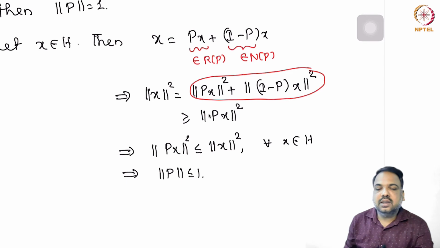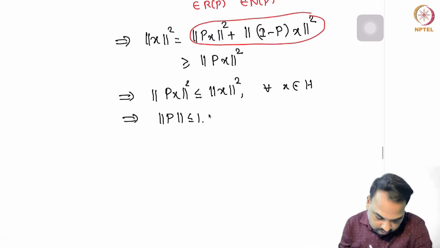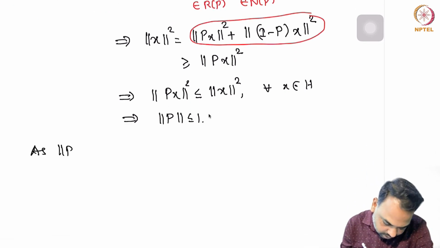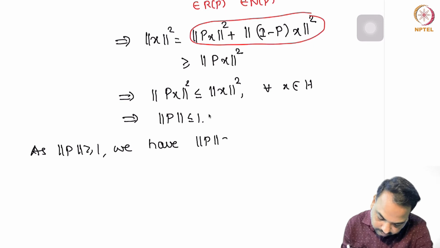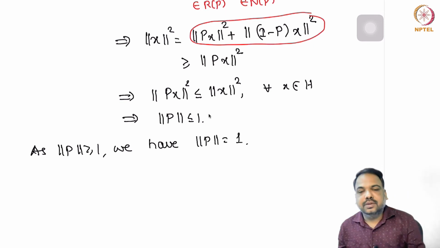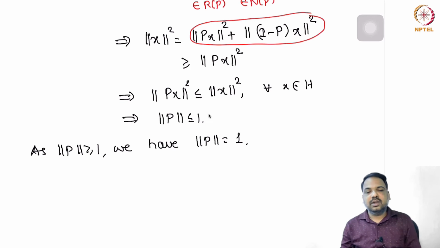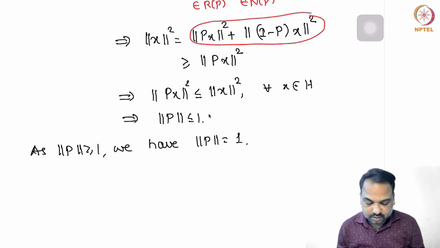But we know that already norm of P is bigger than or equal to 1. So we can conclude that for an orthogonal projection, norm is always 1.